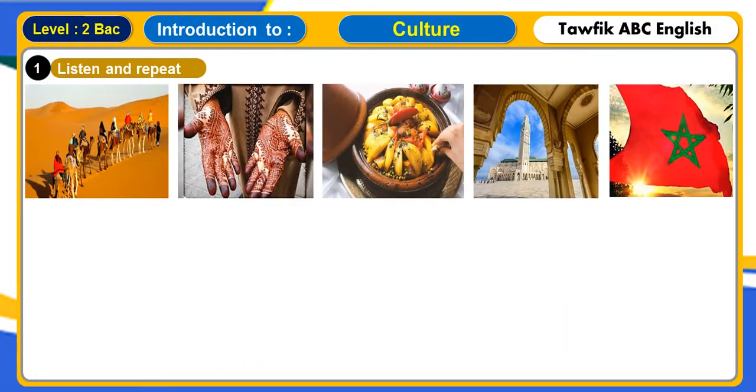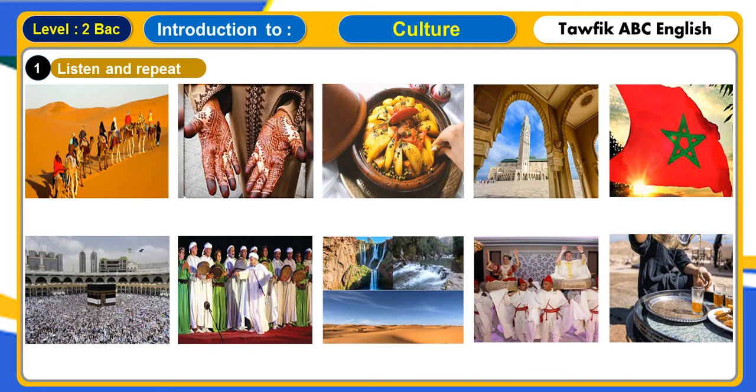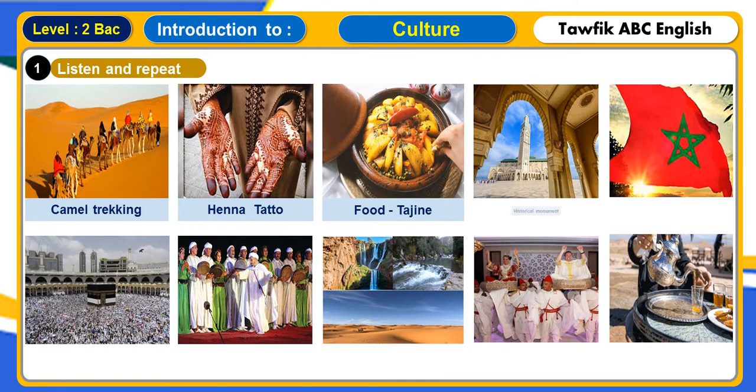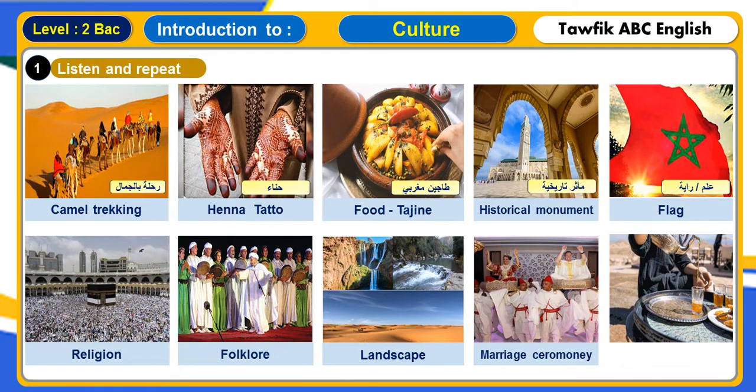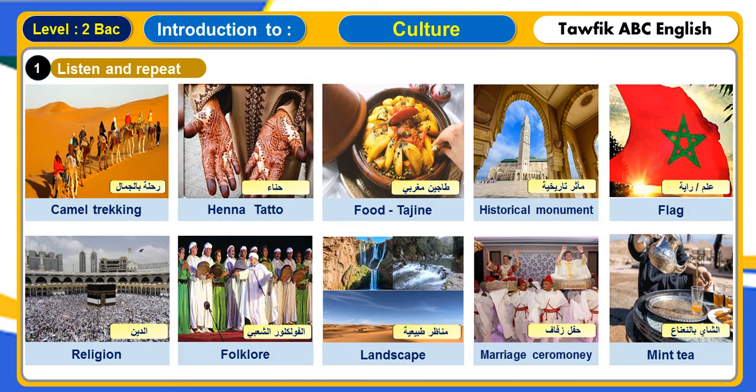Next, listen and repeat. So here we have different pictures that represent the Moroccan culture, and number one is camel trekking. So camel trekking, henna tattoo, food tagine, historical monument, and then flag. Religion, folklore, landscape, marriage ceremony, and finally mint tea. As you can see, these are some aspects of Moroccan culture. We're going to go into details in the next part.